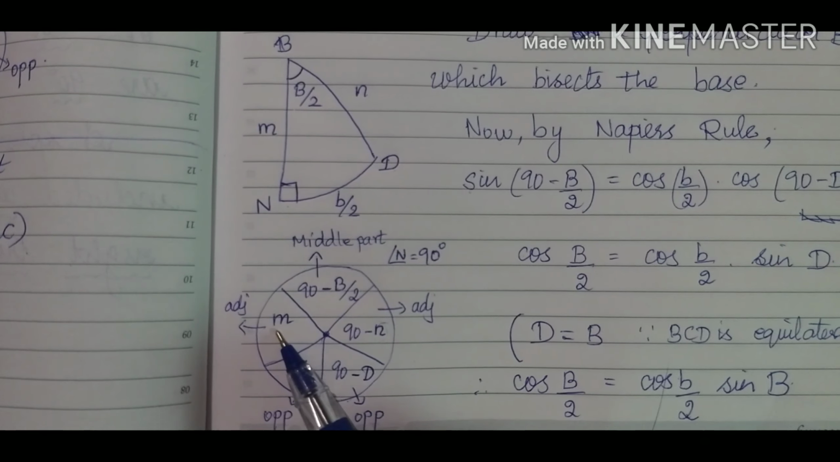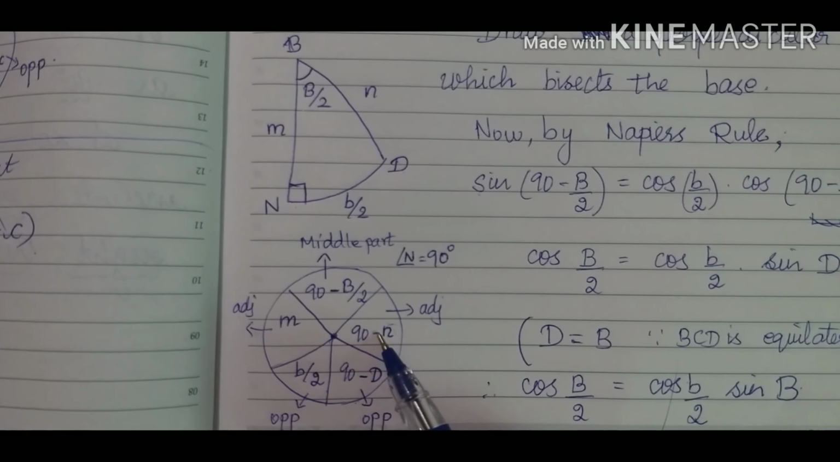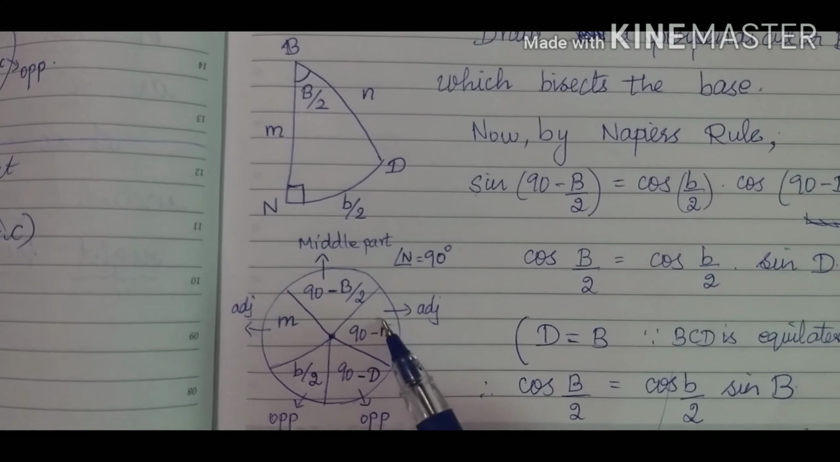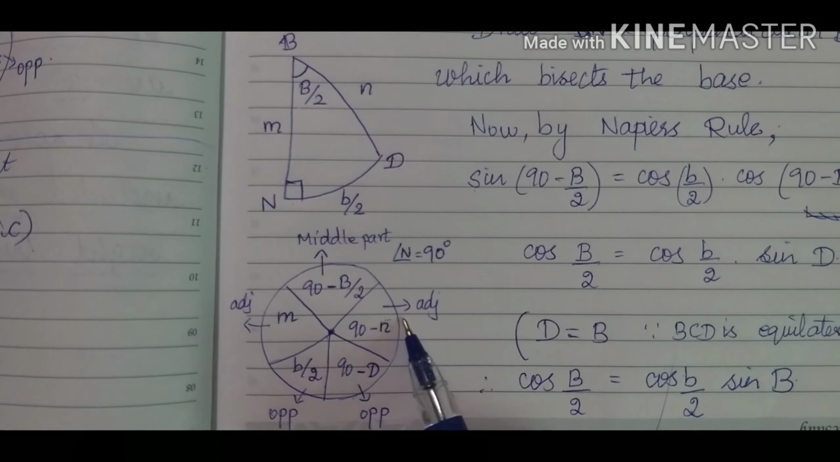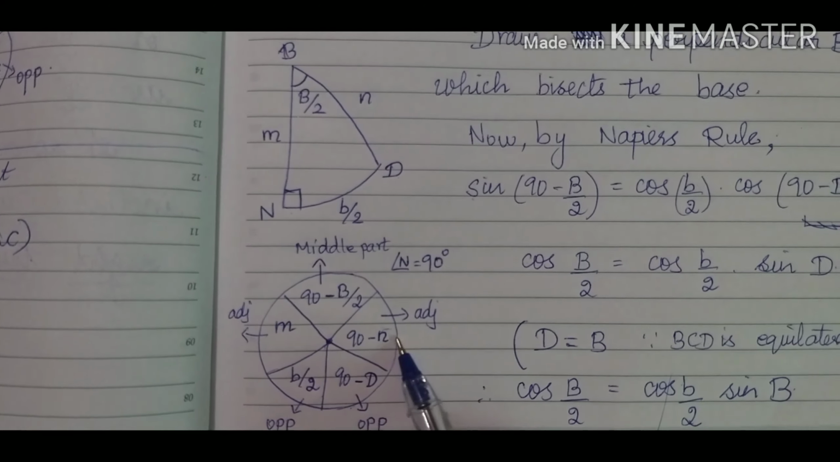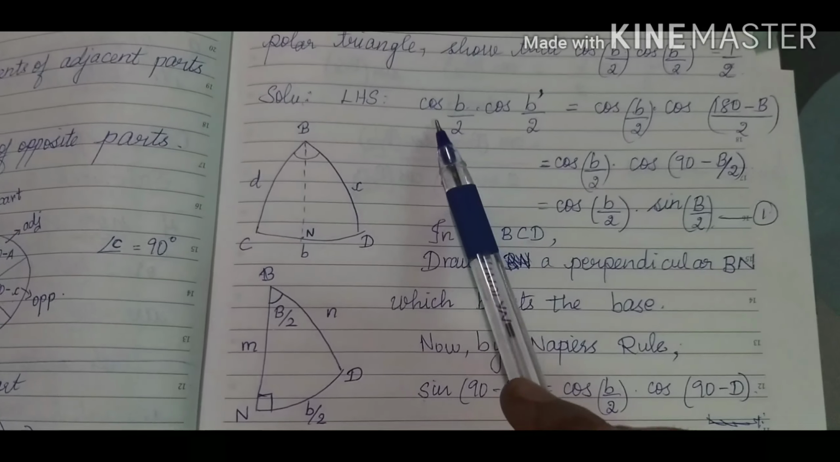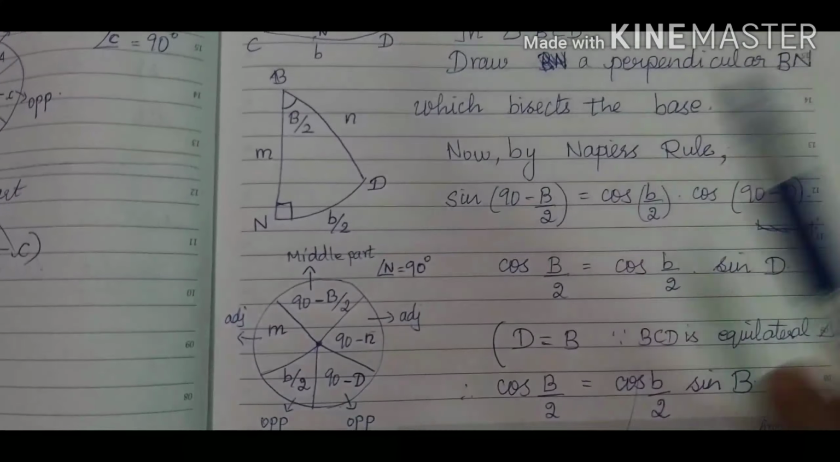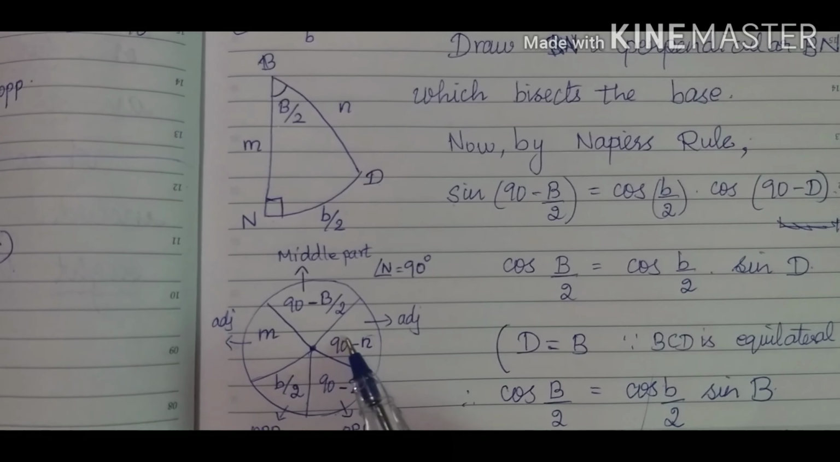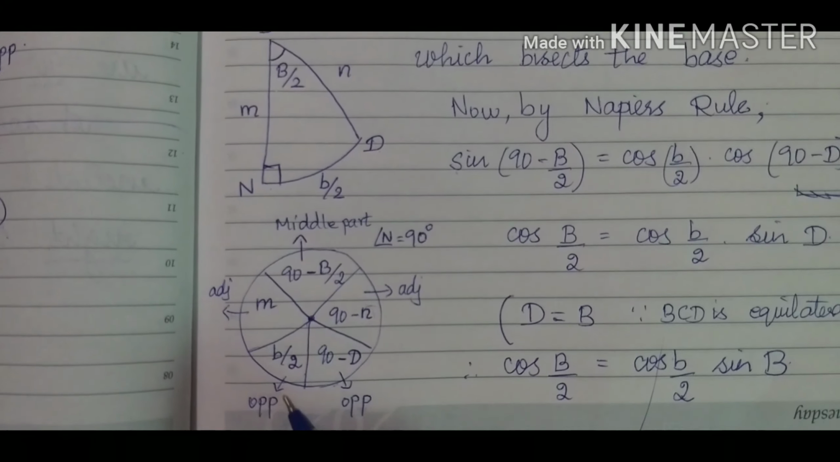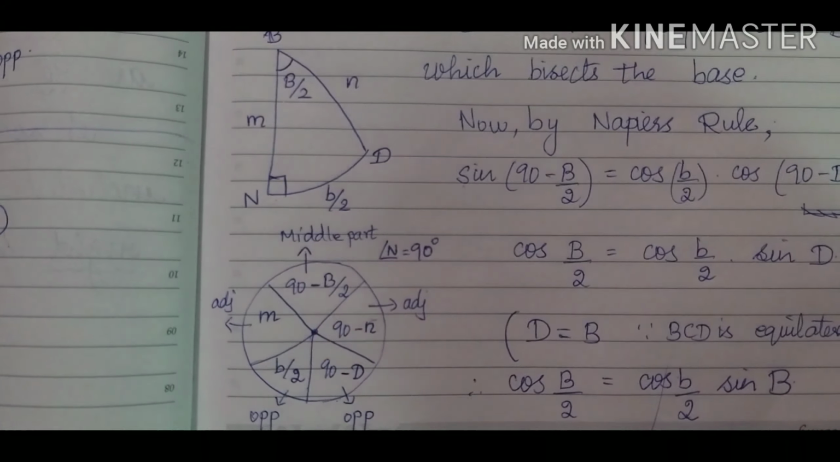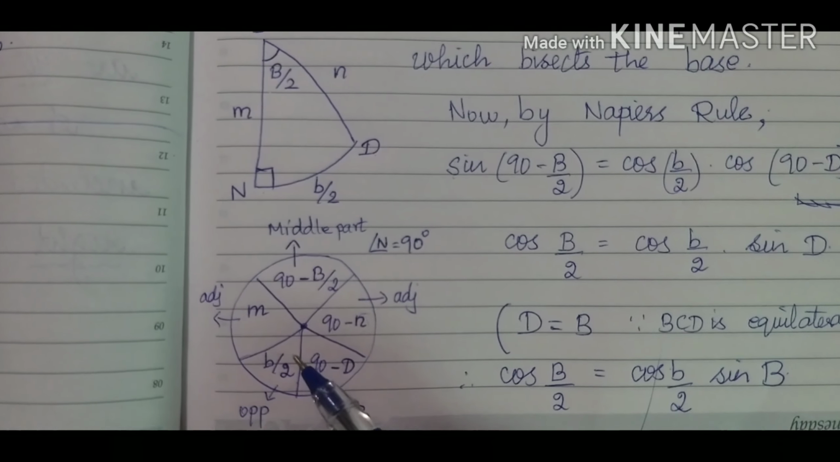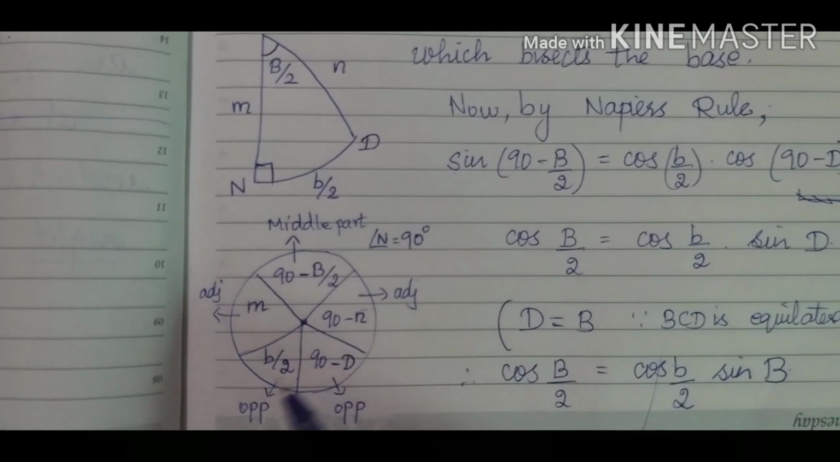If you take m and 90 minus n and apply the sine rule, it will be sine of the middle part is equal to the product of tangents of the adjacent parts. But this m and this n have no use in our problem. We are not making use of m and n anywhere in our problem. So avoid these adjacent parts and consider the opposite parts. In the opposite part, you have small b by 2, and in our problem we have small b by 2. So you should choose the one which is more related to our problem.